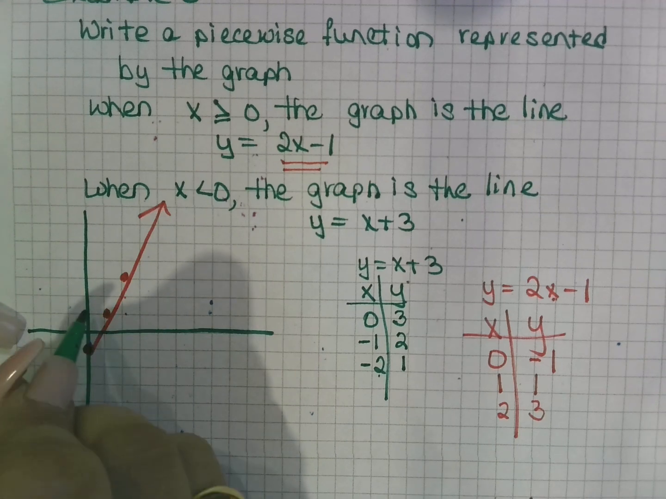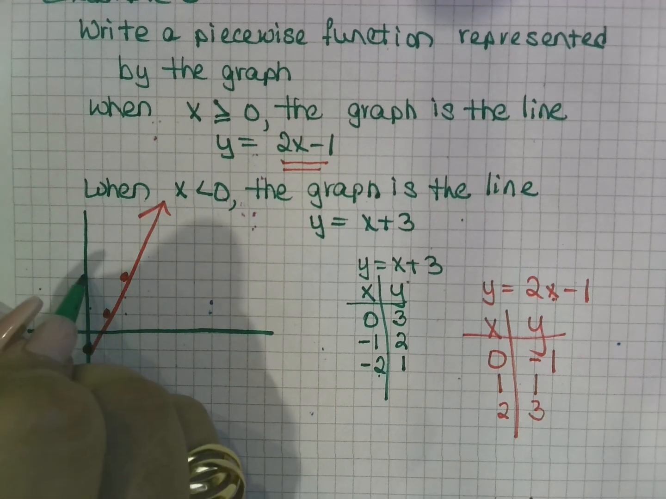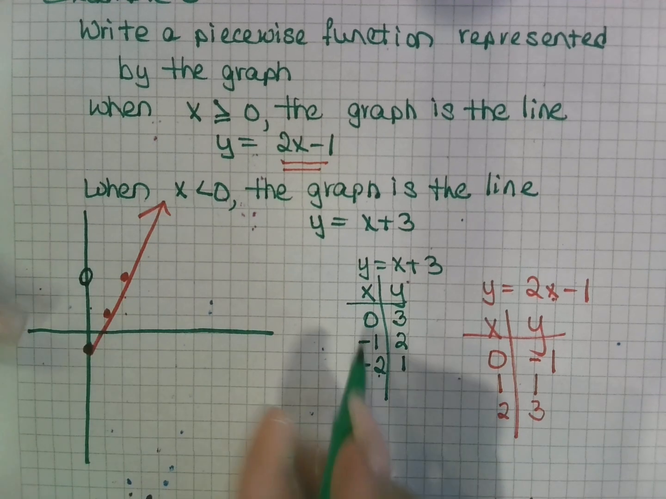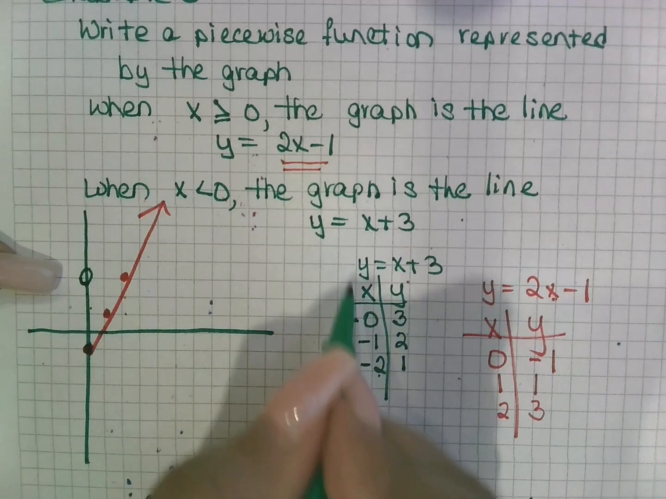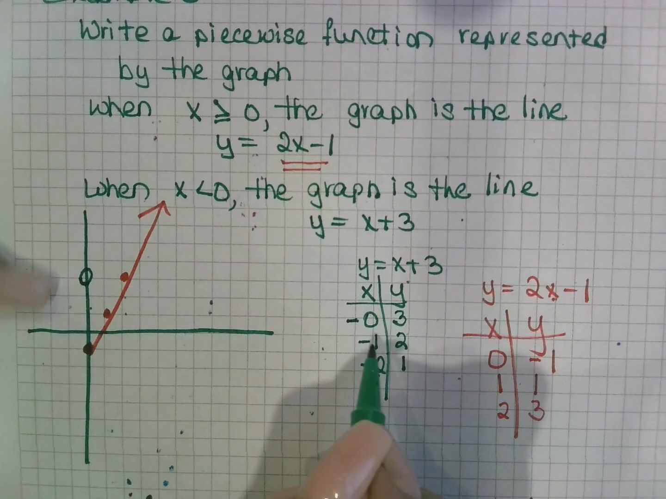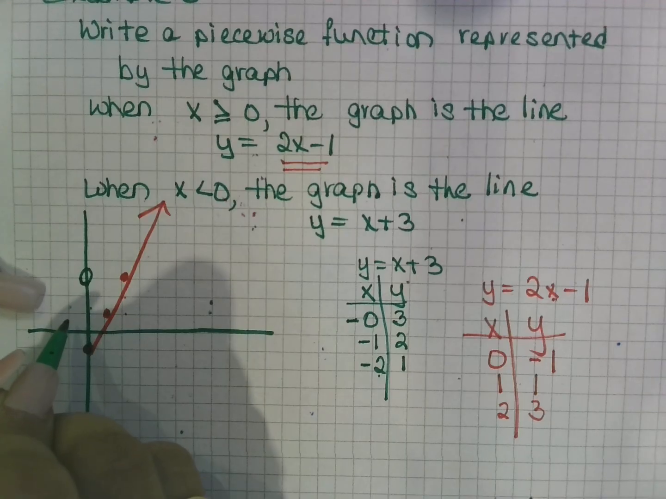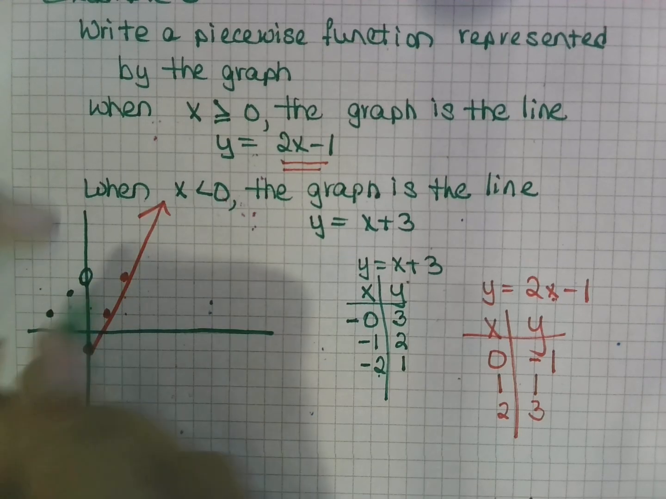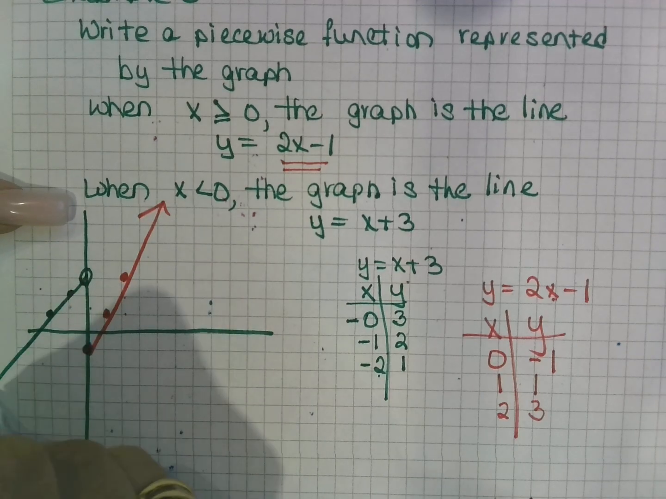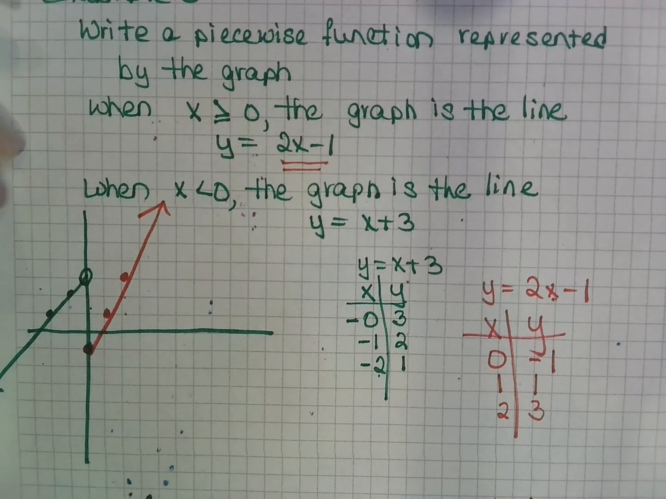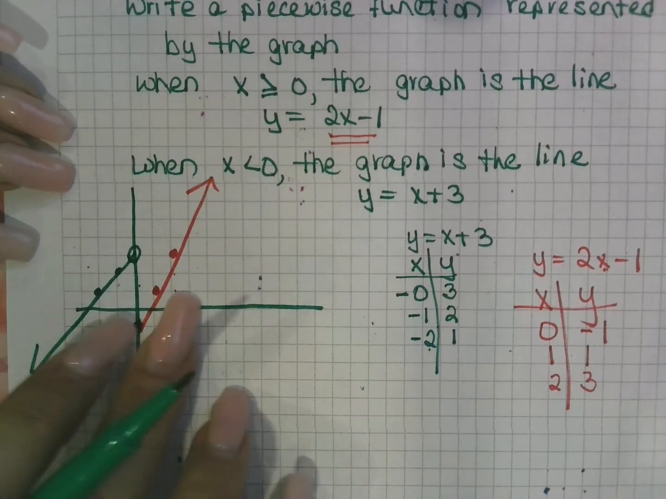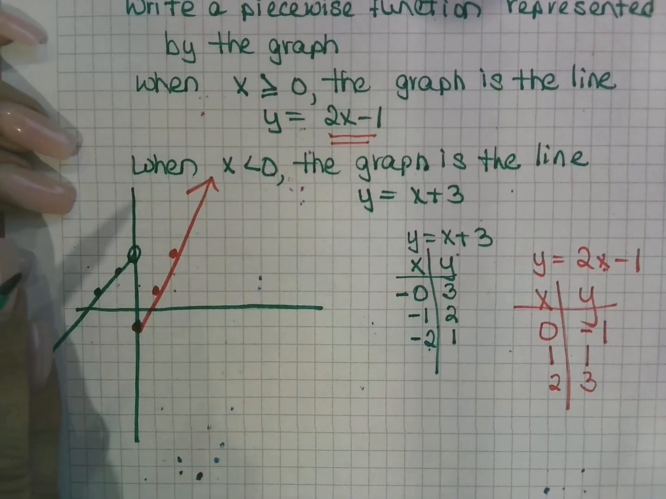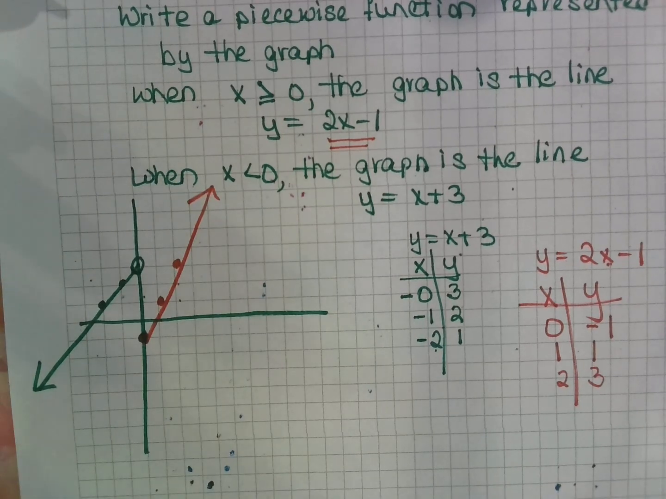So at (0, 3), we're going to put an open circle. Again, it's not including it here because this is strictly less than 0. At negative 1, we're at 2, and at negative 2, we are at 1. And we graph. Again, this is a function because nowhere does more than one point cross a vertical line at any given time.